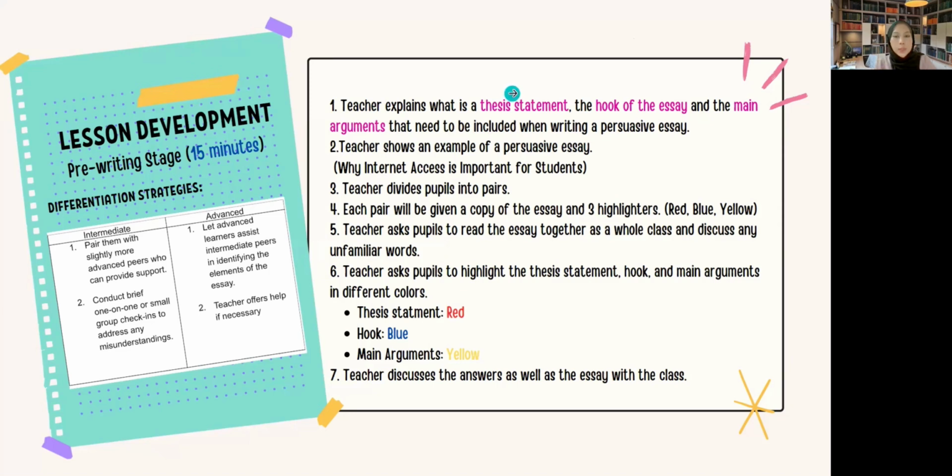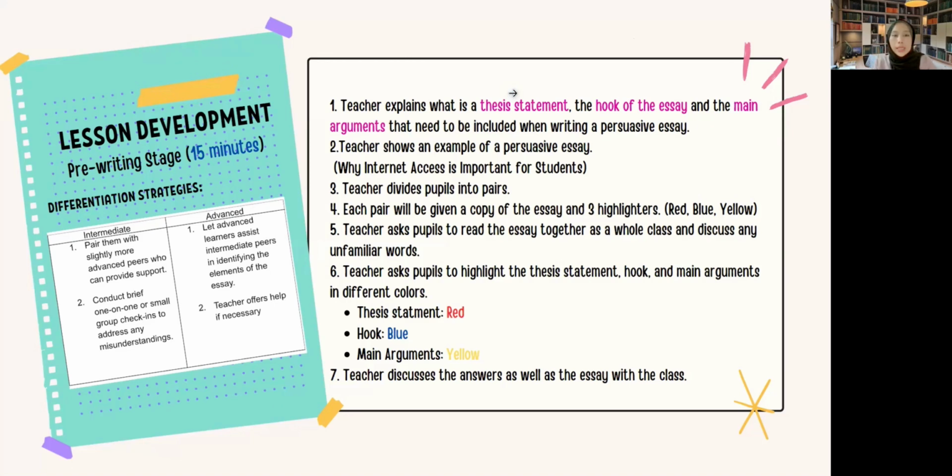Next, the teacher asks pupils to highlight the thesis statement, the hook, and main arguments in different colors. Having these different colors can help students to differentiate the three main components as they can refer to them better. Then the teacher will discuss the answer as well as the essay with the class. By breaking the lessons into these steps, the teacher helps students learn from basic ideas to real practice.